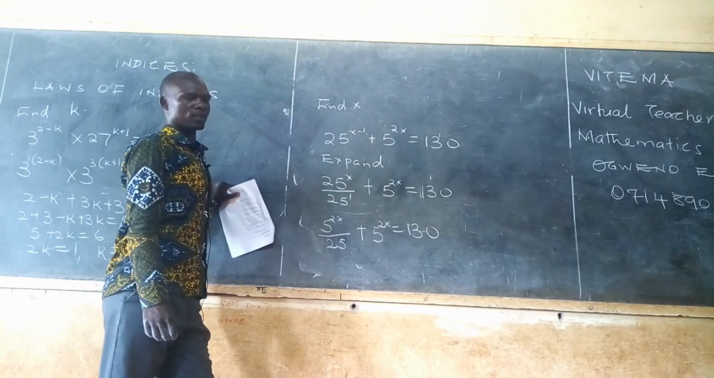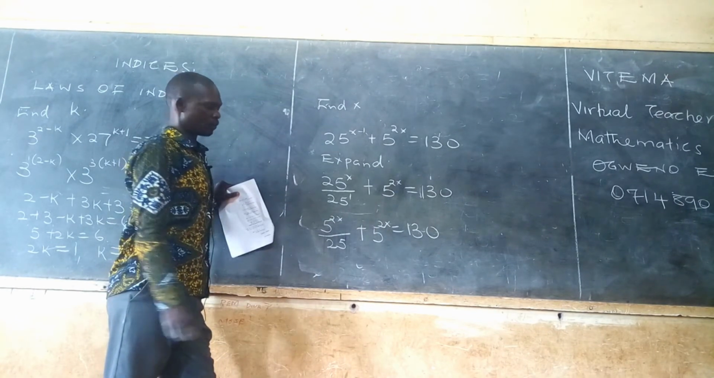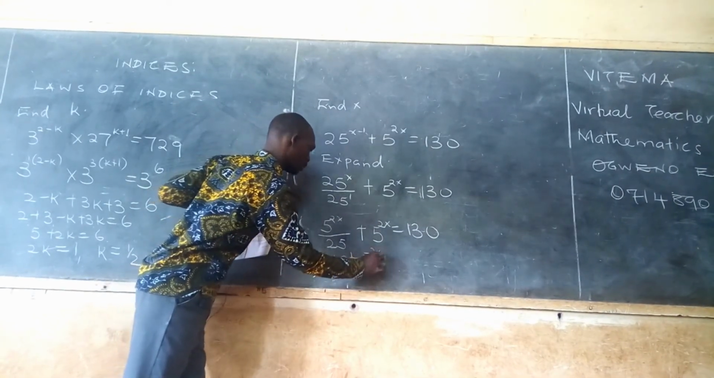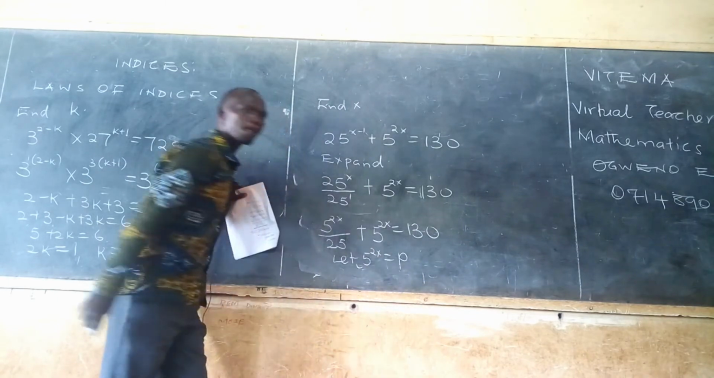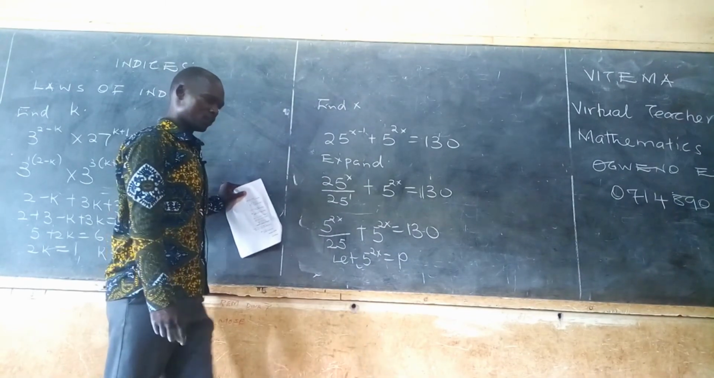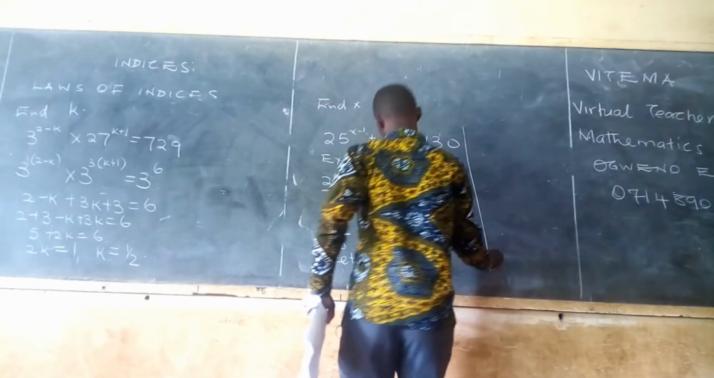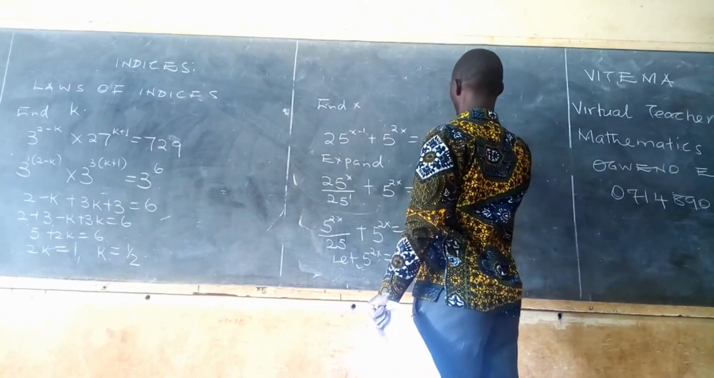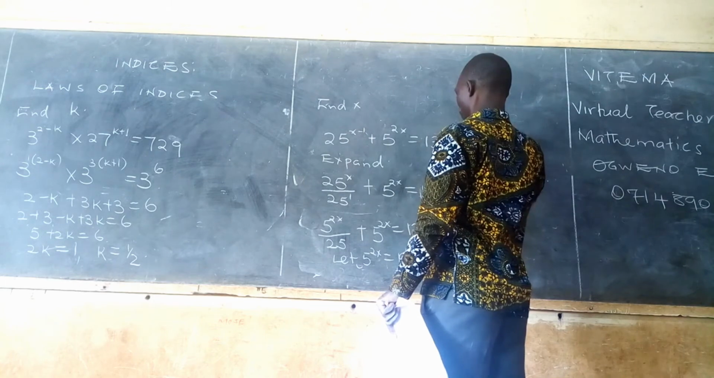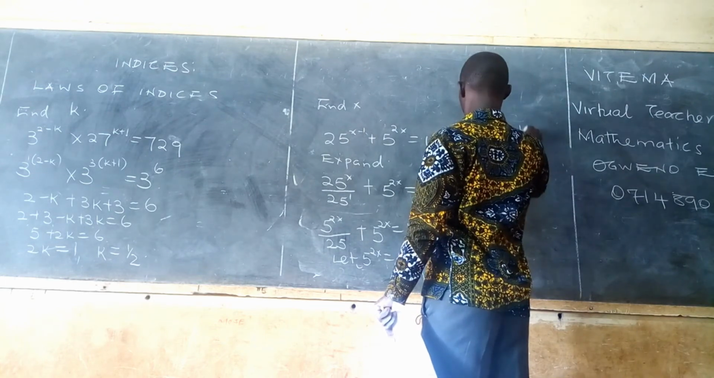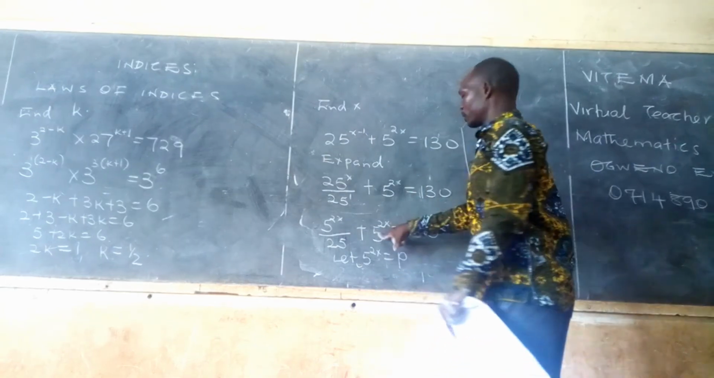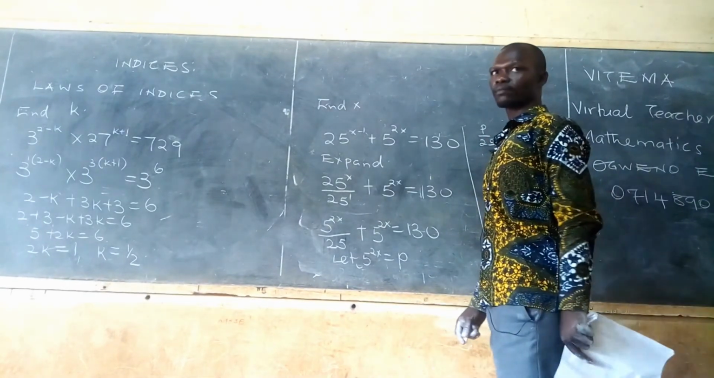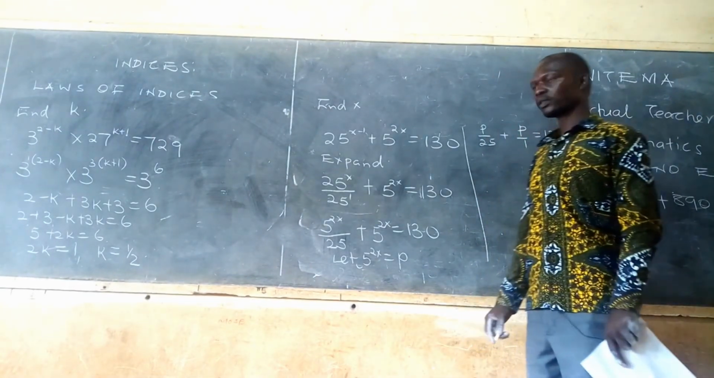Next, you do what is called substitution. For example, you say let 5 to the power 2x be equal to p. What does that lead me to? It leads me to p over 25 plus p over 1 to give me what? 1/3. That is what it will lead me to.